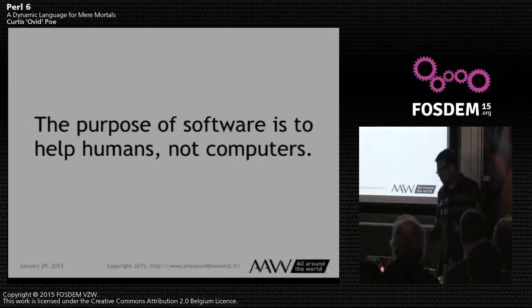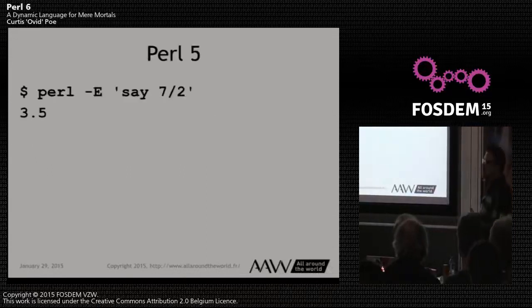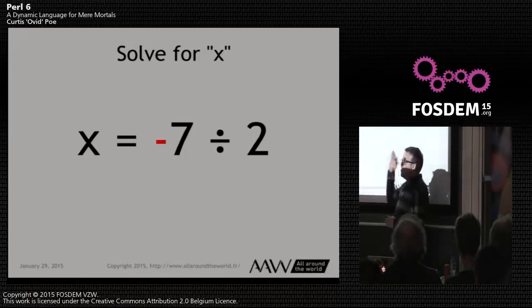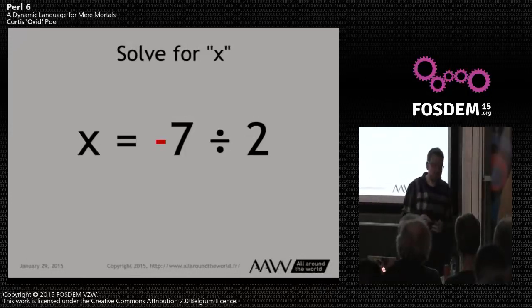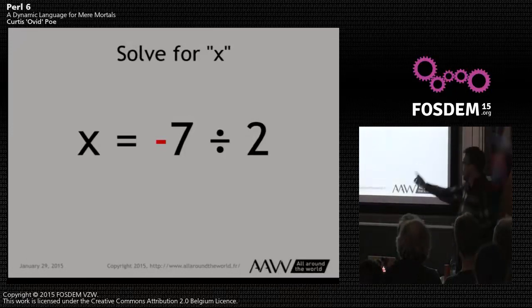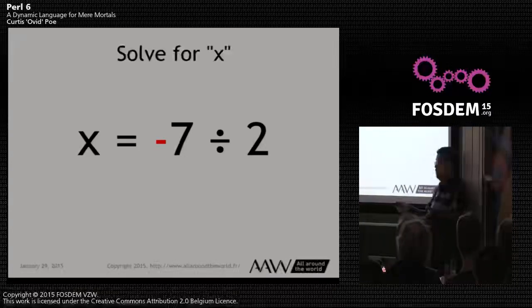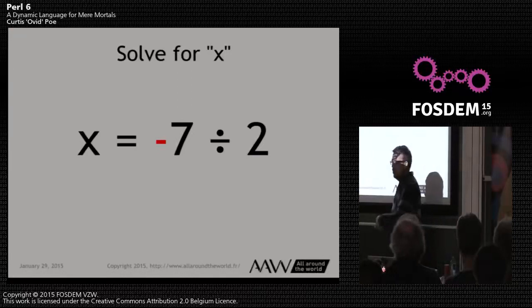Forget about integer math. We know Perl 5 actually gets the right answer in this case. You know 7 divided by 2 in integer math gives you 3. What does negative 7 divided by 2 give you? If you know the answer, don't call it out. If you don't know the answer, use your intuition. What should it give you? Minus 3. Minus 4.